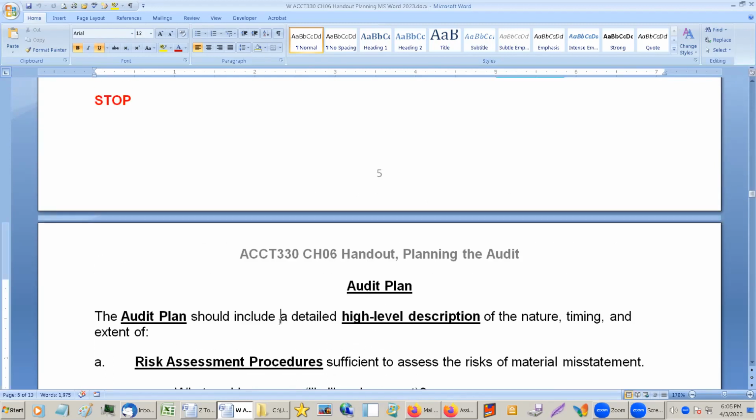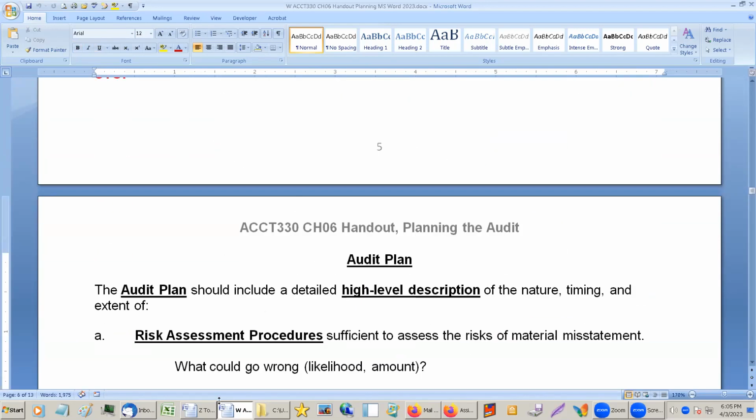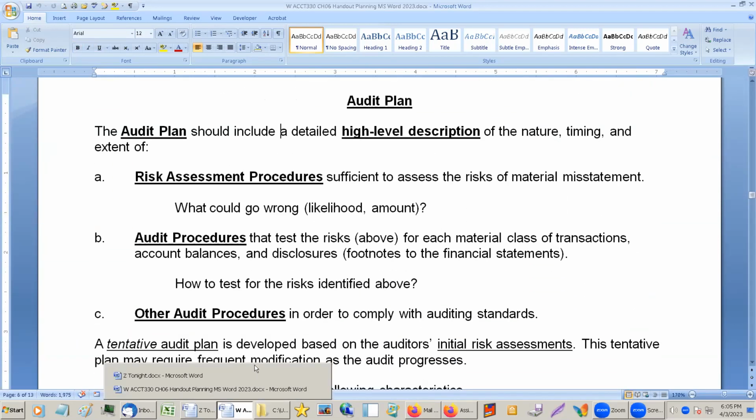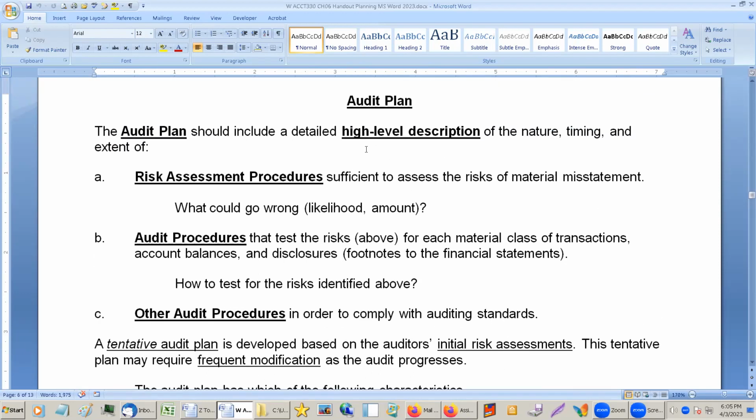Okay. Yes, right there. Okay, so this is the audit plan that we're going to look at. Audit plans, I call audit program or whatever you want to call it. Yeah, so we'll go through this. The audit plan should include a detailed, high-level description of the nature, timing, and extent of everything in the plan. It should be a very thorough description. Is it always? Not always, but sometimes you have to refine them.